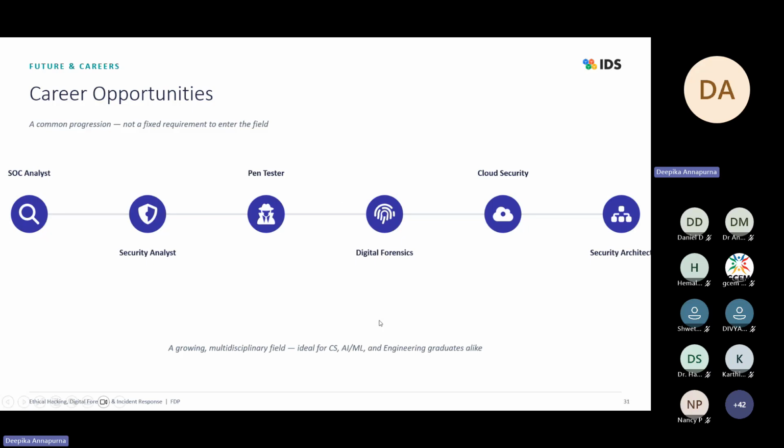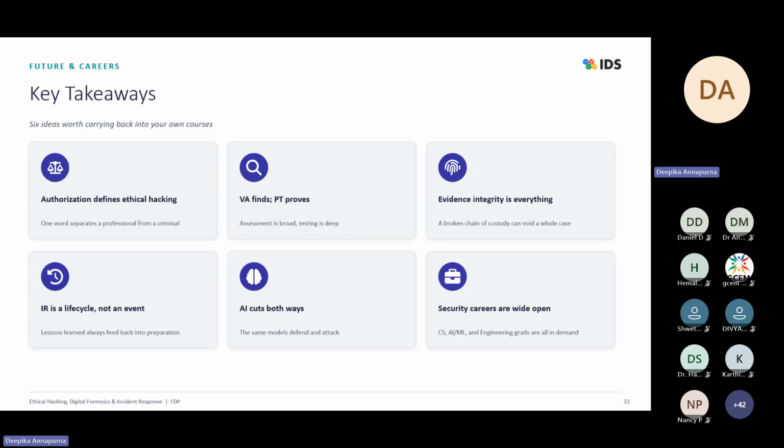A digital forensics investigator will analyze the cyber incidents which have happened and the digital evidence. He will collect everything and he will try to remediate the issue. And the cloud security engineer secures AWS, cloud, Azure, Microsoft, everything. The security architect will design the enterprise security system and security strategies, so everything will be secure. These are the career opportunities we have today.